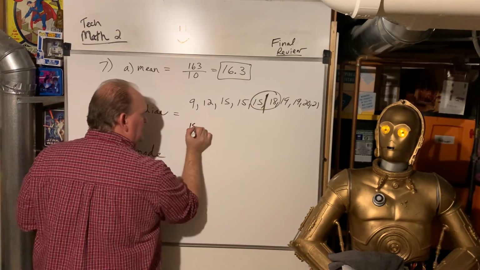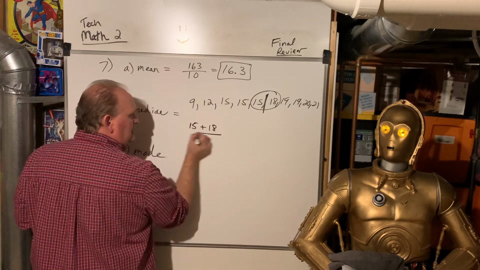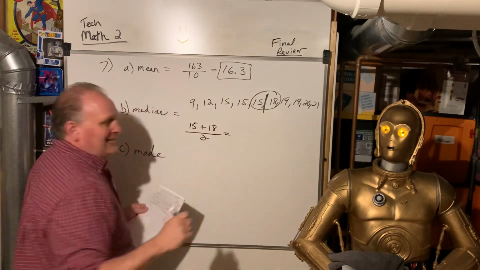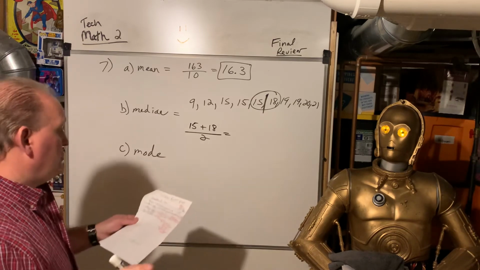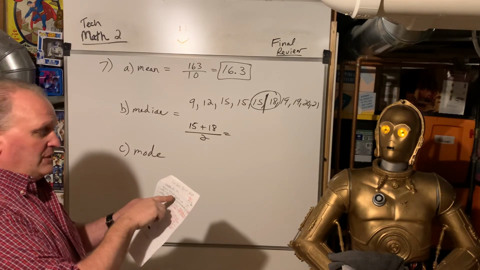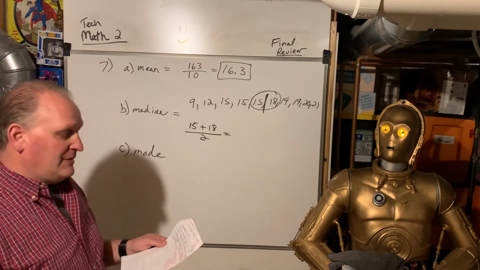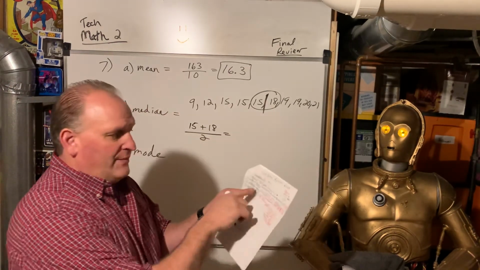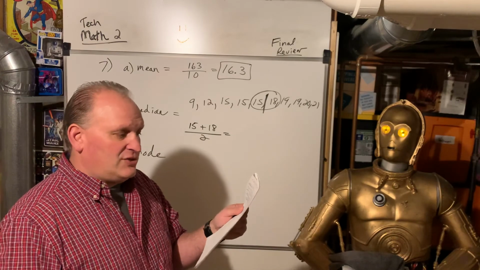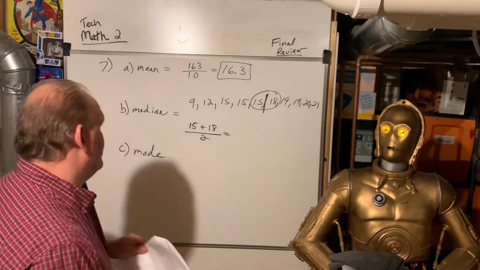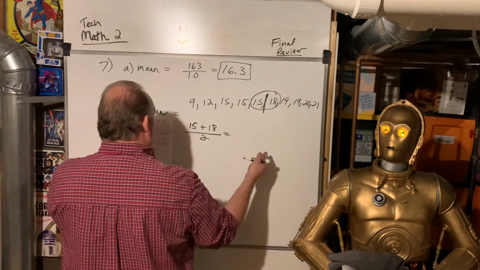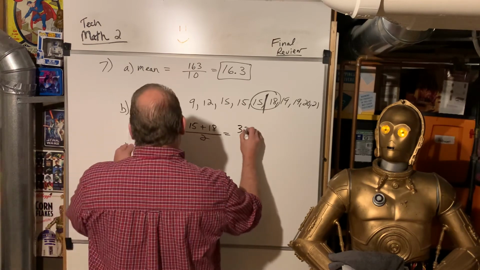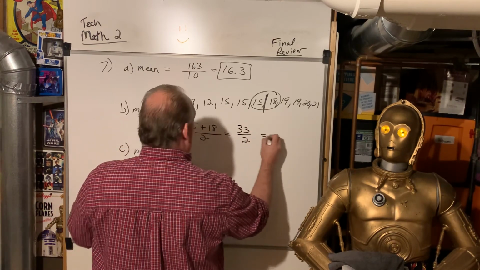So 15 plus 18 divided by 2. And I think what some of you did was you took the raw data and counted to the middle and found the middle of those numbers. Well, you have to put them in order first. You can't have them all discombobulated and then try to find the exact middle. So what does that add up to? 33 halves, which is 16.5.